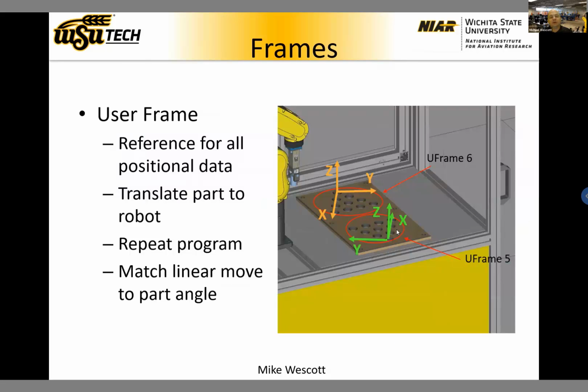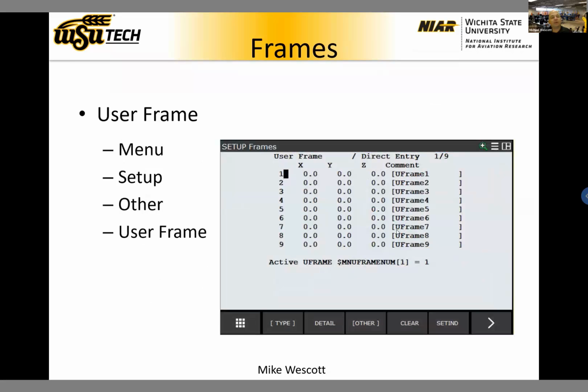All right, so we talked about user frames a little bit. We're getting ready to start calibrating user frames. So you've got their reference for all positional data, as I told you earlier. You translate the part to the robot. You can use them to repeat your program based on a new user frame, and they help match a linear move to a part's angle, right? Basically match up your parts to your robot, to your frame.